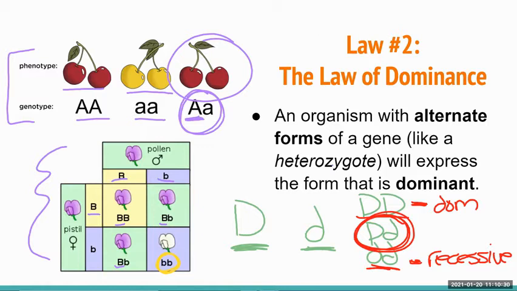So that should help answer the question every time I ask you about heterozygotes or organisms that have one dominant and one recessive allele as to what phenotype they show. They'll always show the dominant phenotype. Awesome.